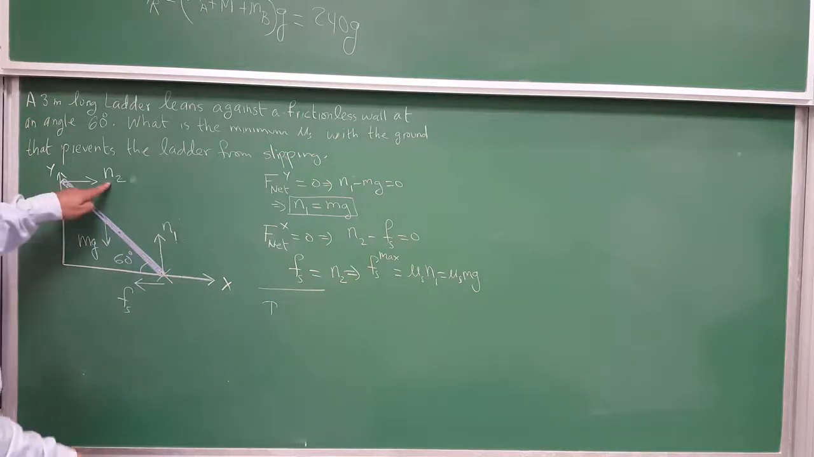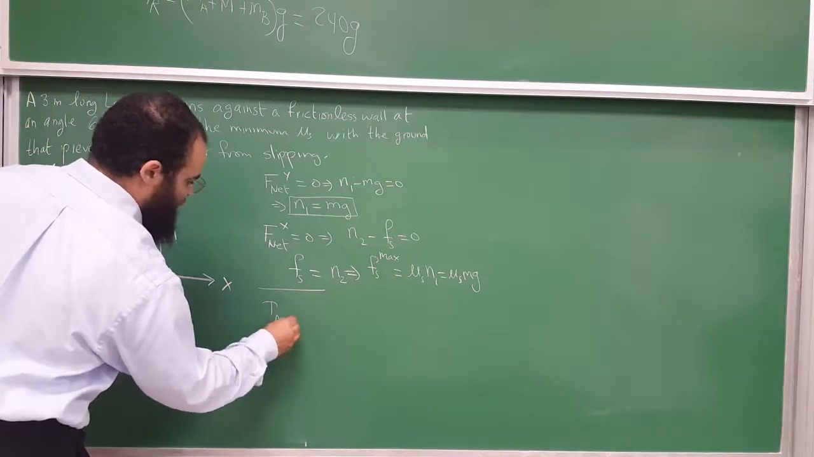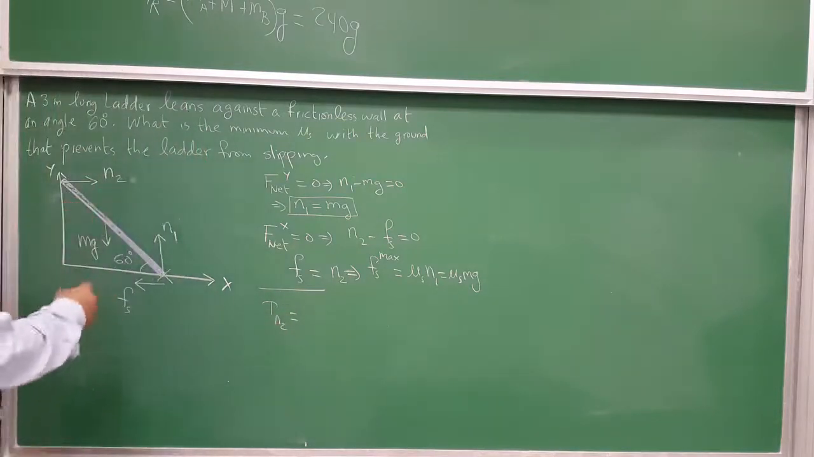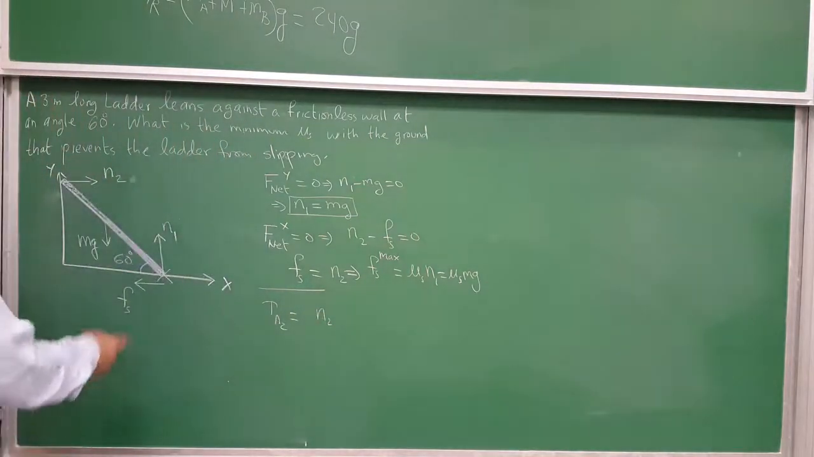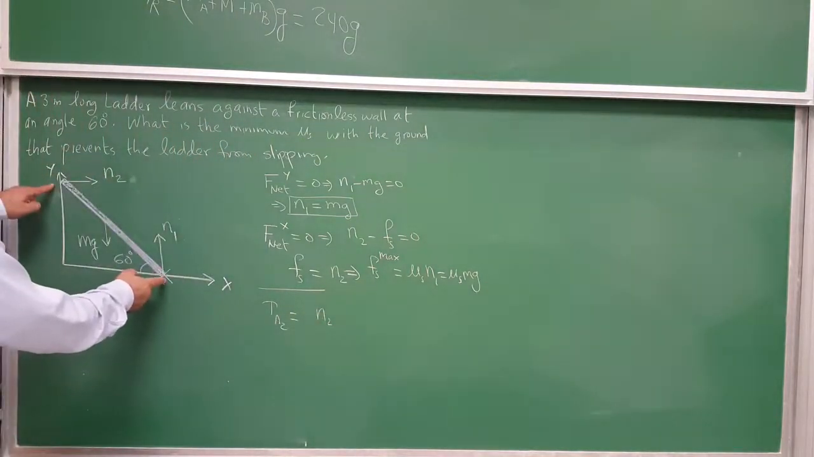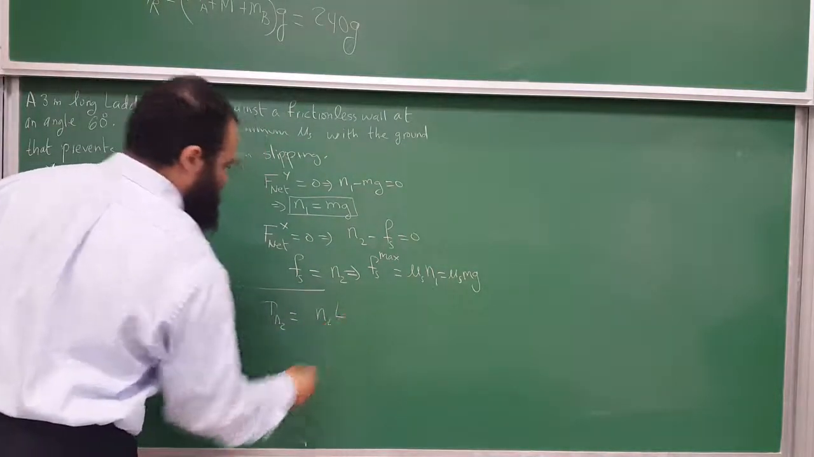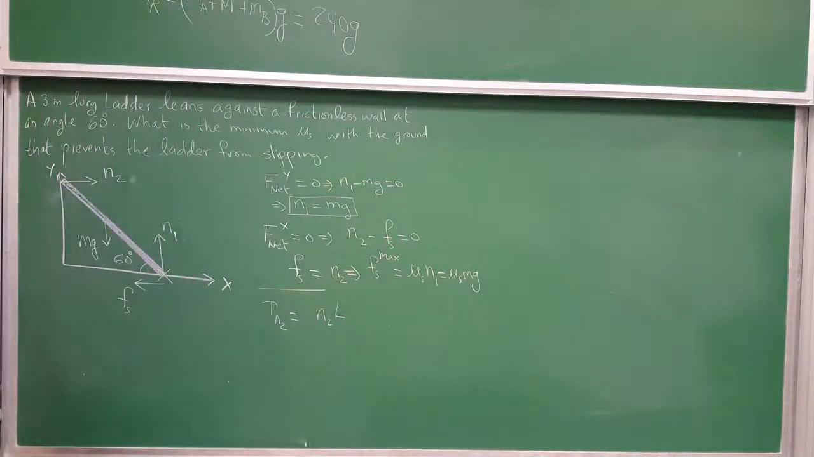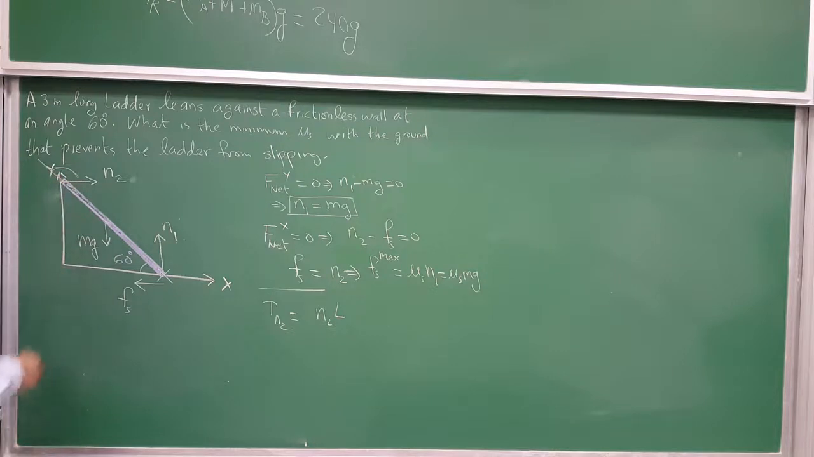So the torque due to N2, the normal force from the wall, would be N2, the force, times the distance from here to here, which is the length of the ladder, which I'm going to call L, times the sine of the angle that they make with each other, which is this angle here. Right, R is a vector that points from the point of rotation to where the force is applied.